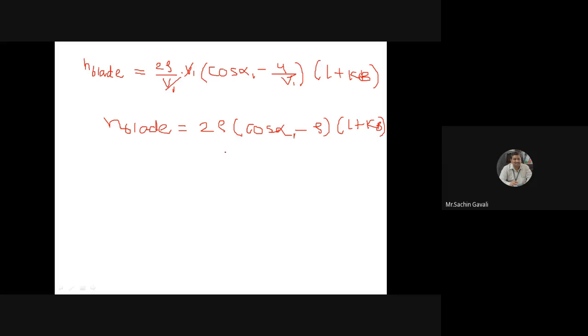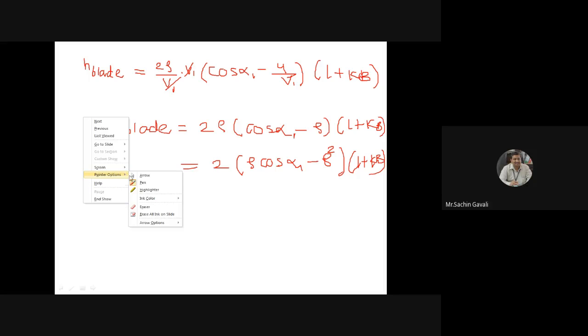ओके. आता हा रो आपण आतमध्ये घेऊन मल्टिप्लाय केला तर काय होईल: 2 into ब्रॅकेट रो cos alpha 1 minus rho square into bracket 1 plus KB. Okay. Now this is the efficiency formula. Are you getting up till now? Finish or no? Yes, sir. Okay. Now write the message, everybody.